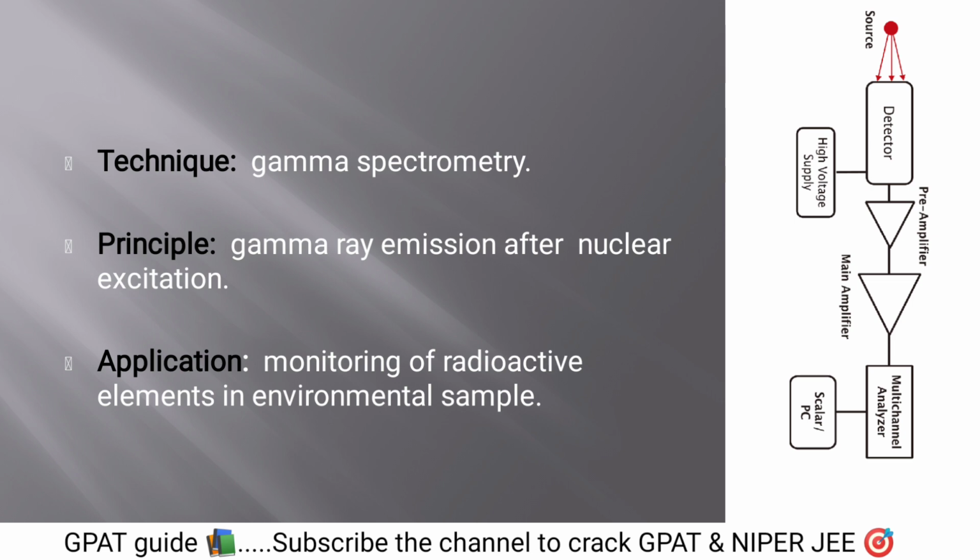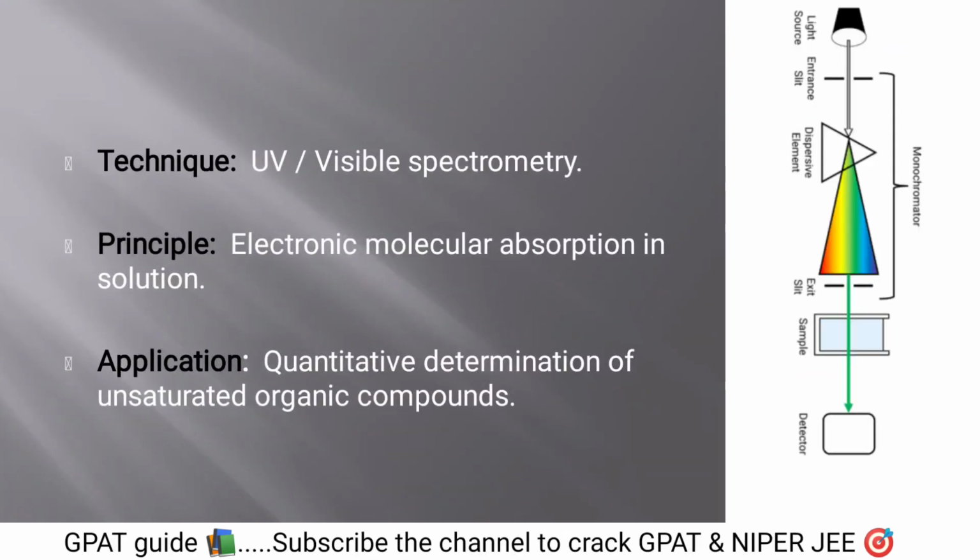Application of this technique is the monitoring of radioactive elements in environmental samples. Next technique is the UV visible spectrometry, which is based on the principle of electronic molecular absorption in solution. Application of this technique is the quantitative determination of unsaturated organic compounds.